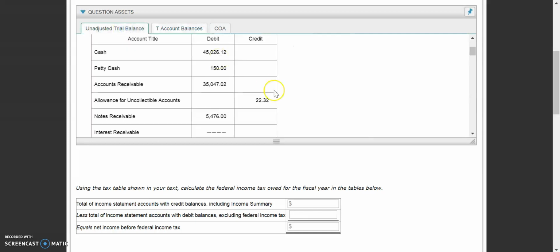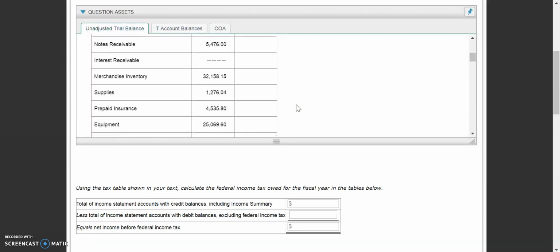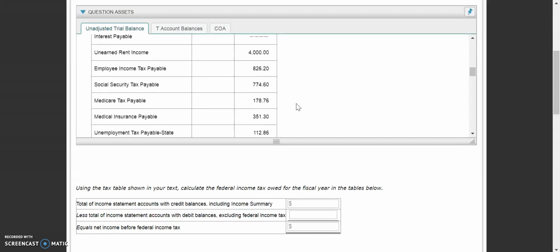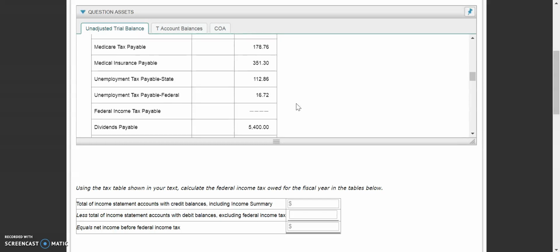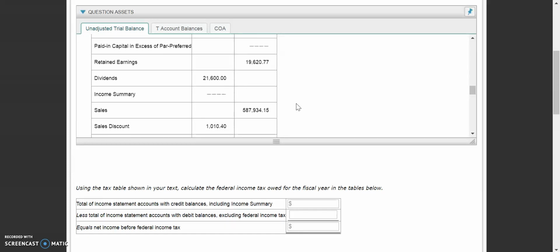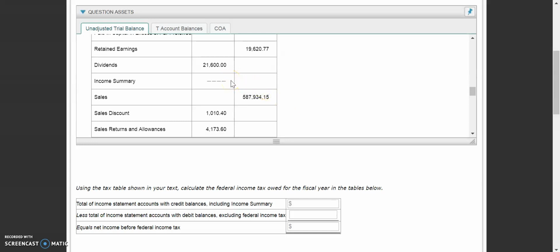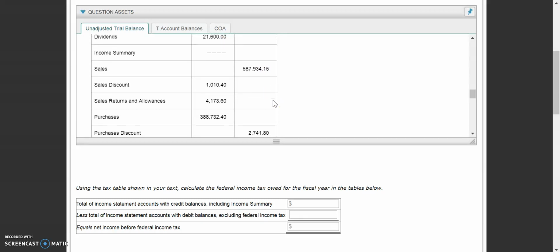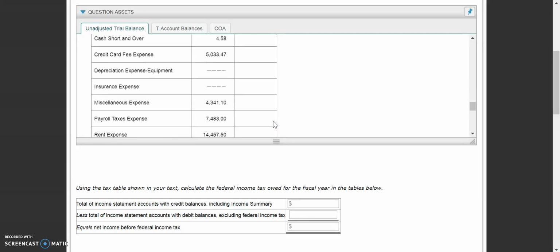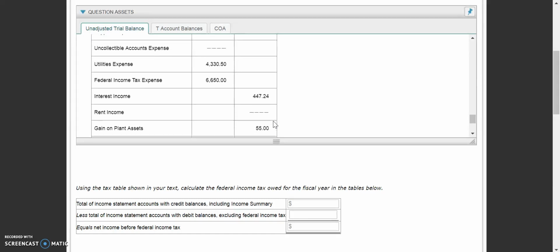So let's look at our unadjusted trial balance to start and scroll down until we start hitting our income statement accounts. So it's not payables, no liabilities, no owner's equity, and then we should get here to income summary. So currently income summary doesn't have a balance, although it may in the T accounts. And then here's our first income statement account with a credit balance, which is sales. So we're going to add up sales, and we're going to scroll down here. We also have purchases discount and purchases returns and allowances. Continuing to scroll, and interest income, gain on plant assets, etc.